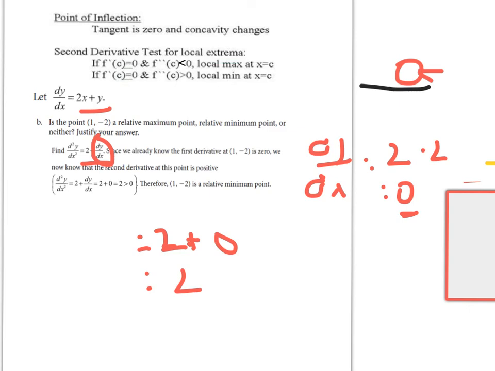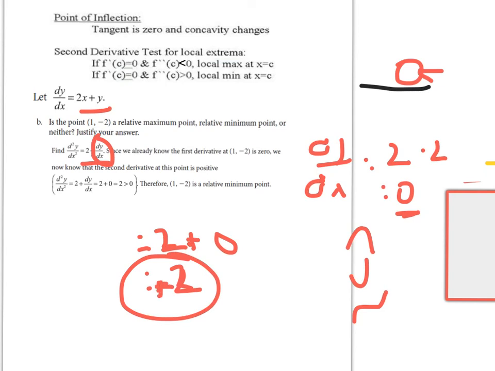So hey, guess what? I know what's happening here. Because I get a 0, I either have this, this, or this. But since the second derivative is a positive number, positive 2, then I know that it's concave up, so I've got a minimum at that point.